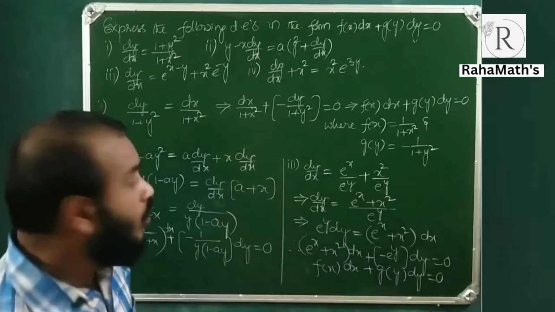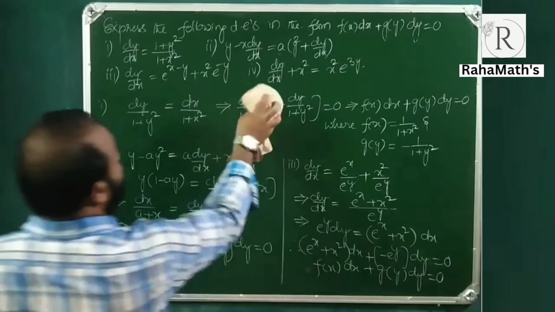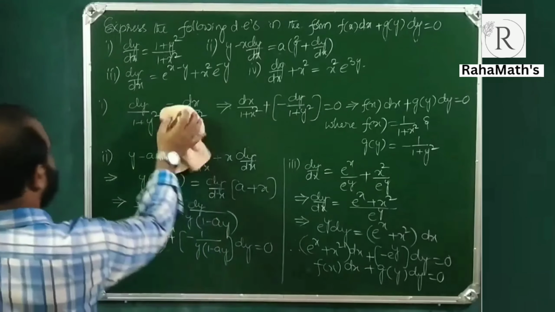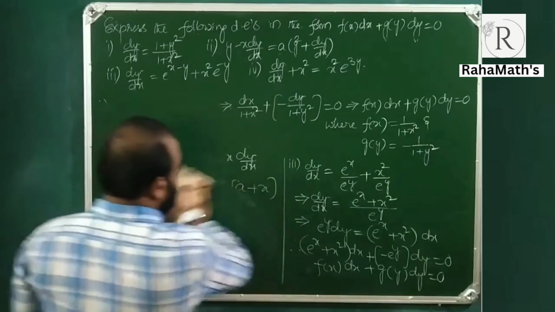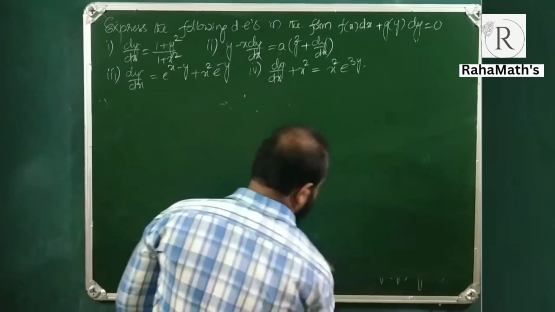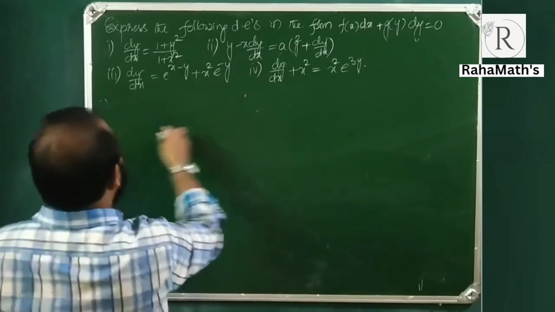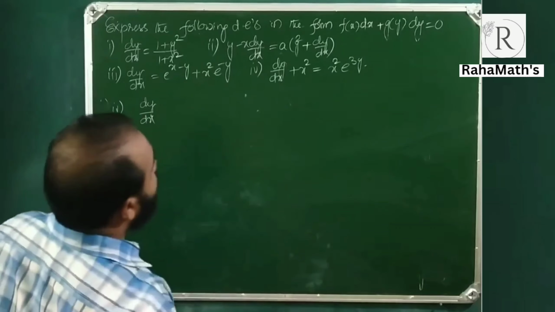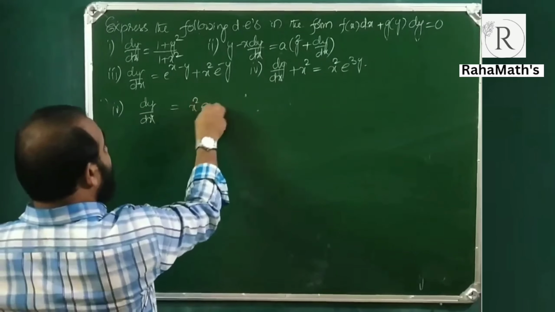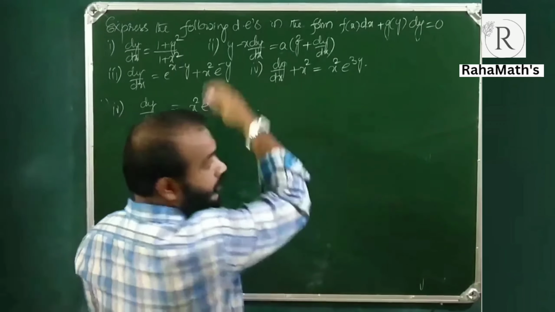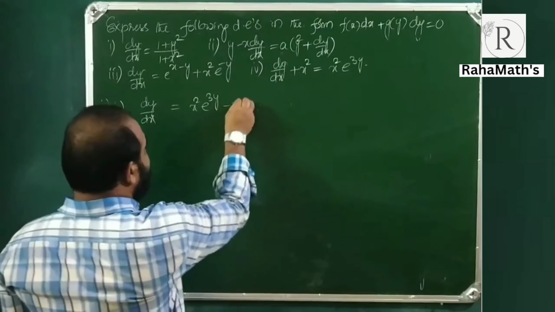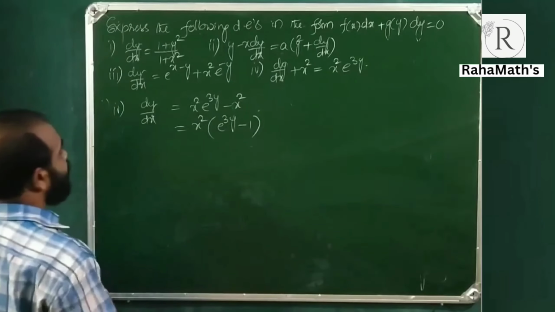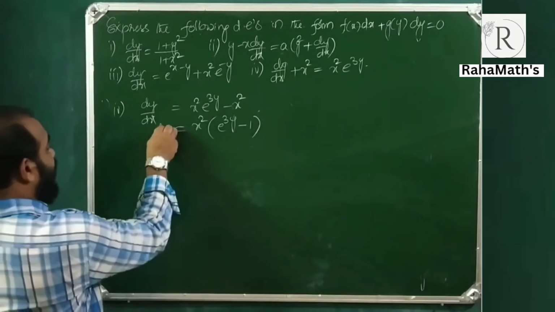So now let us work out the fourth one, which is dy by dx plus x square equals x square plus e power 3y. For that, the fourth one is dy by dx equals x square e power 3y plus x square. If you transpose onto the other side, it is minus x square. Taking x square as common, we get x square (e power 3y minus 1) equals dy by dx.